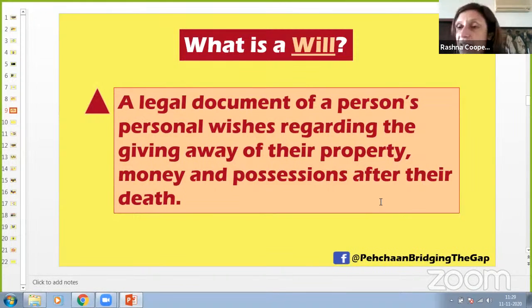The Nobel Prize has to be given, yes, Ayush? Is will same as waris? Persons write the waris. Waris is the person who benefits from the will.